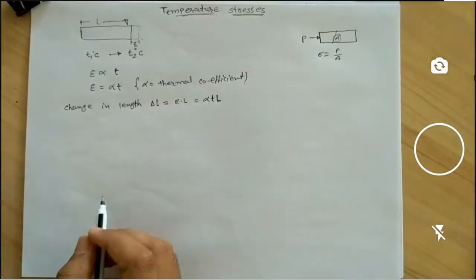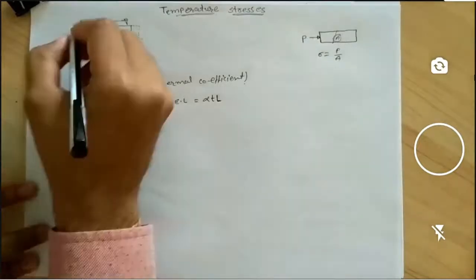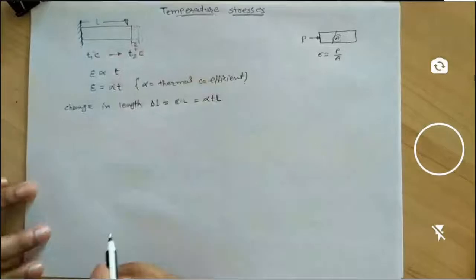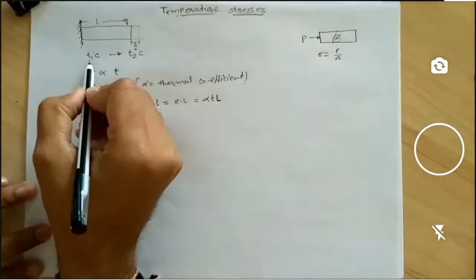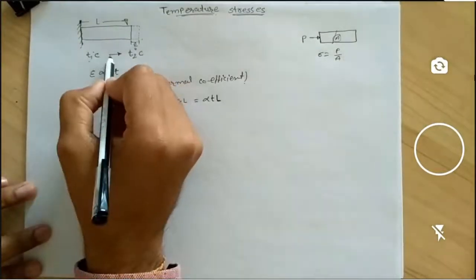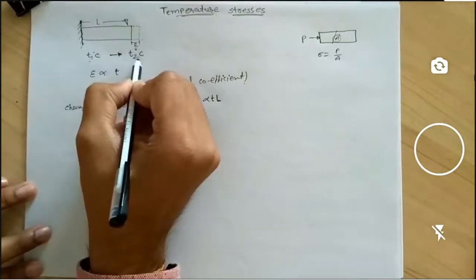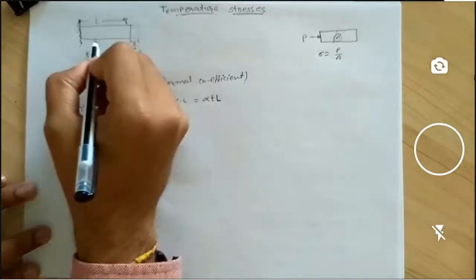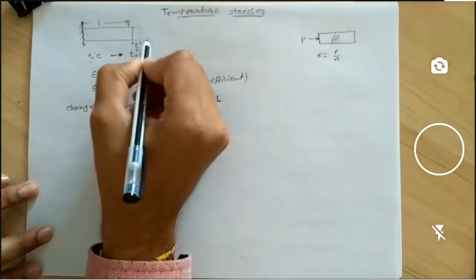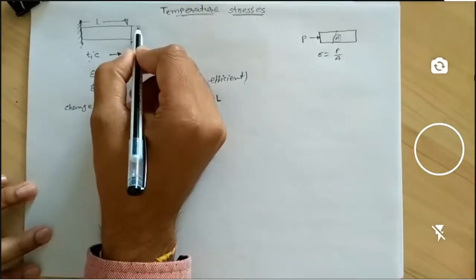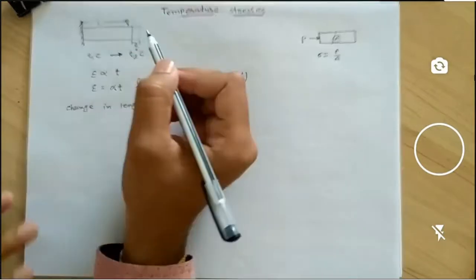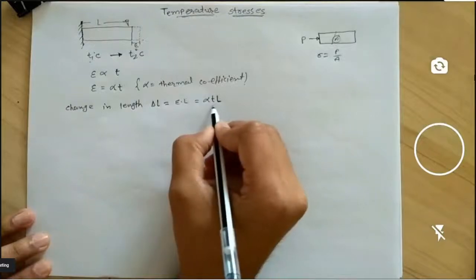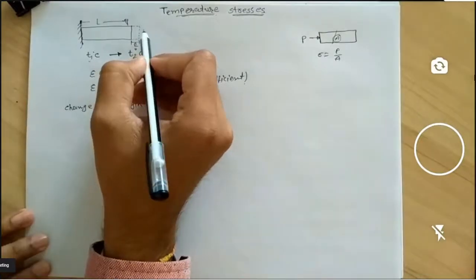Now suppose we consider an element like this. One end is fixed, and initially it is at T1 degree Celsius. After that, the temperature is increased up to T2 degree Celsius, and the other end is free. So it can easily expand in this direction because the other end is free. So no stress is generated. Whatever it has to expand, it can easily expand in this direction.